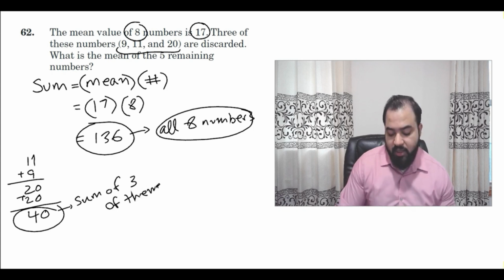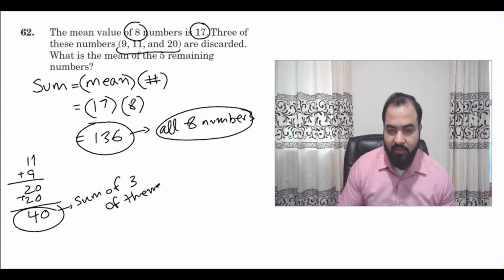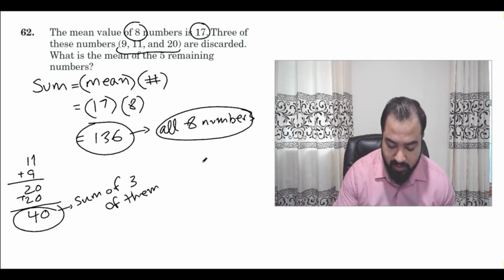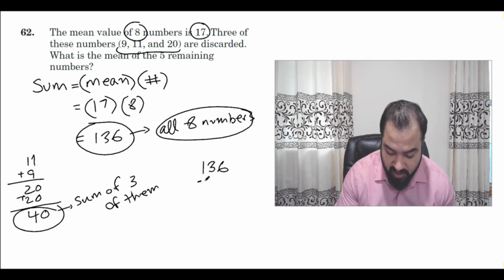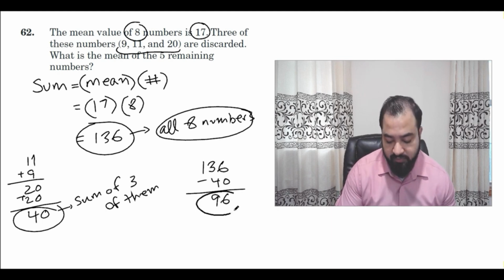All right. So I know that the sum of all 8 of them is 136 and the sum of 3 of them is 40. So what about the other 5 numbers? What is the sum of the other 5 numbers? Because out of 8 numbers, 3 of them add up to 40. So if you want to find the sum of the other 5 numbers, you can do 136 minus 40, which gives us 96. That's the sum of 5 numbers.